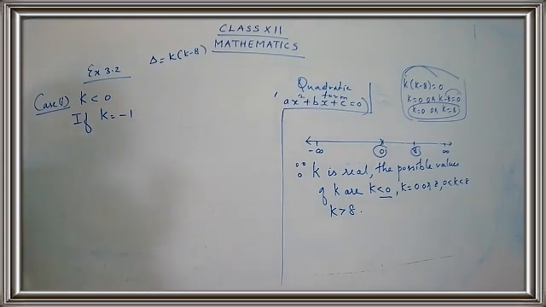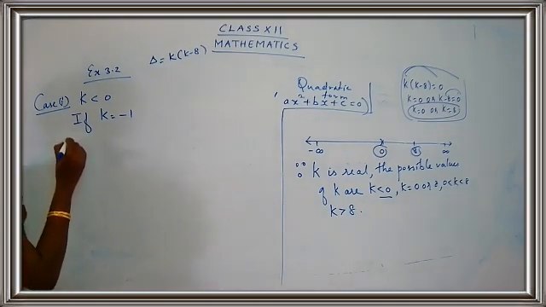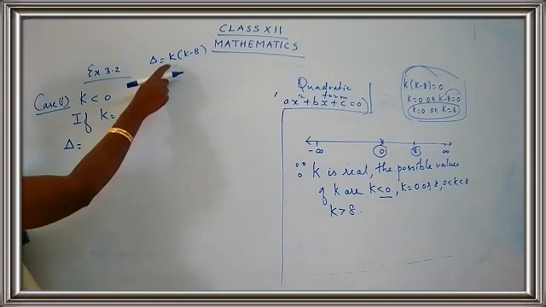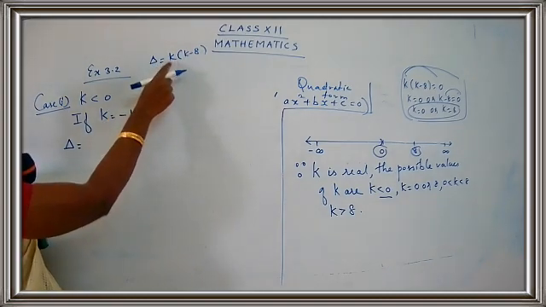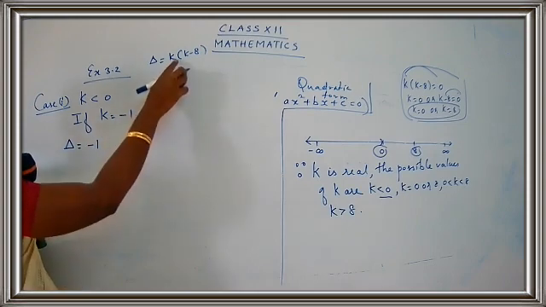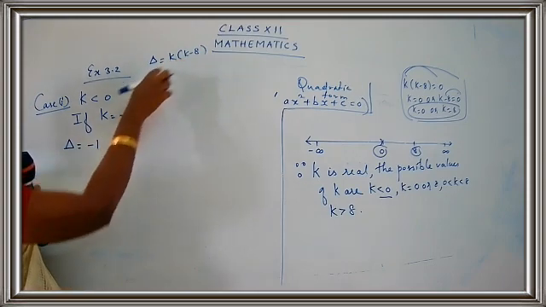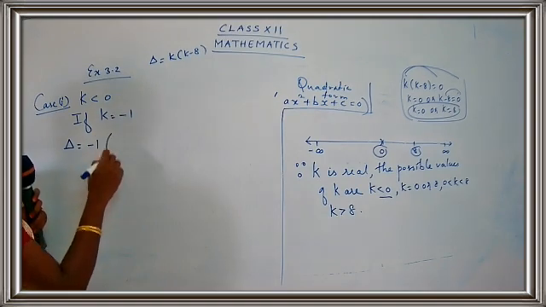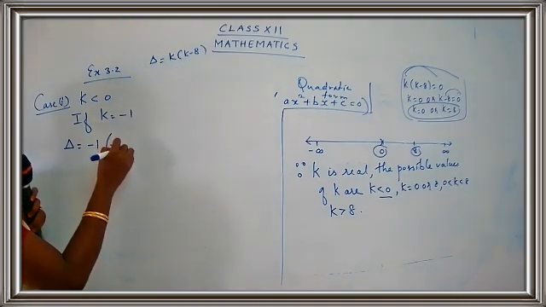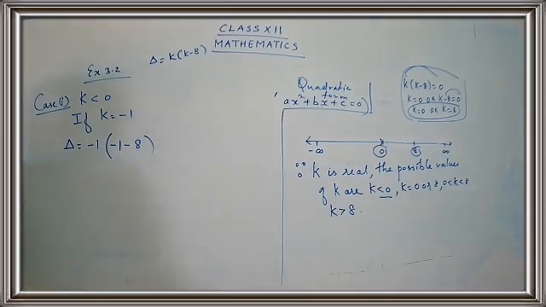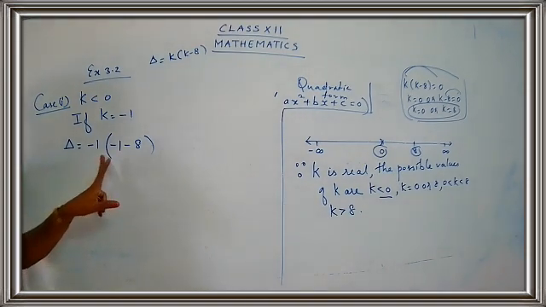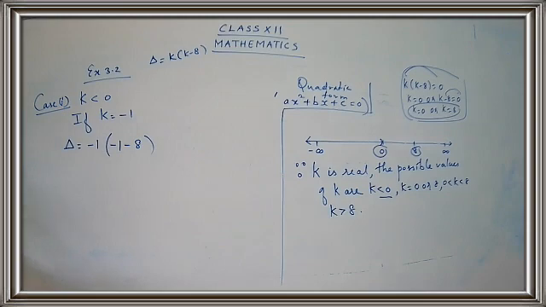Let me find out the value for delta. So delta is equal to k into k minus 8. Yes, children? So just substitute the value for k. So what I get? Minus 1. Wherever I have k, I have to put minus 1. Minus 1. Okay. Again minus 1. Minus 8. That's all. Substitute the value. So what do you get here? Minus 1. Bracket. Do not forget to put the bracket. Wherever you have to place a bracket, you have to place the bracket.